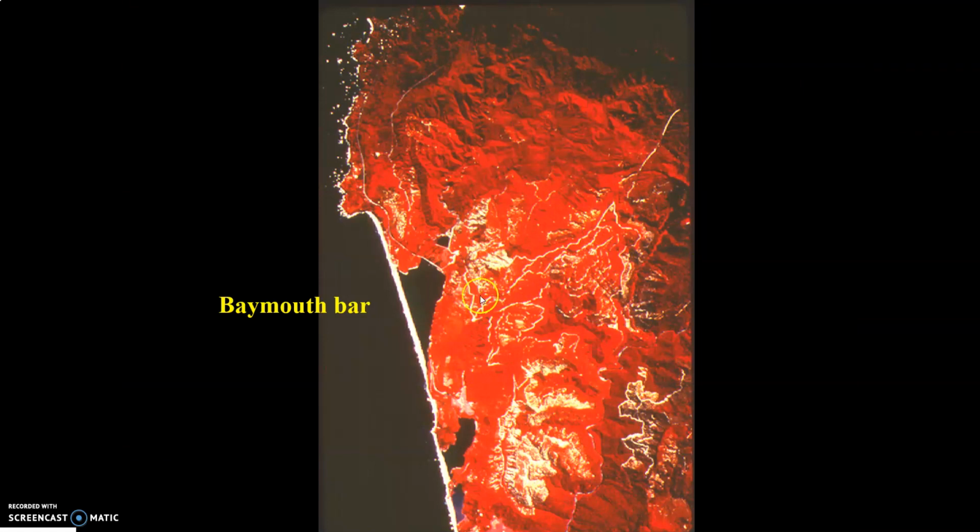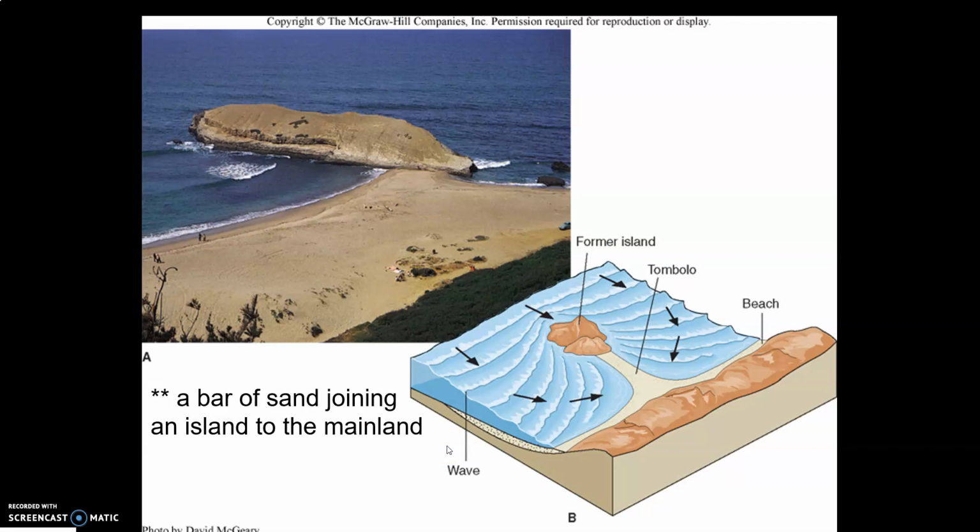So here's another example of a bay mount bar. This is I think along California. But here it's joining. Basically, it's deposition of a sand-like feature that's connecting to. Here's one as well. So, what is this kind of? It's called a tombolo, and it's basically a deposition of sediment that joins two former mainlands.